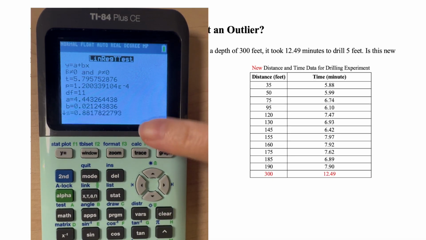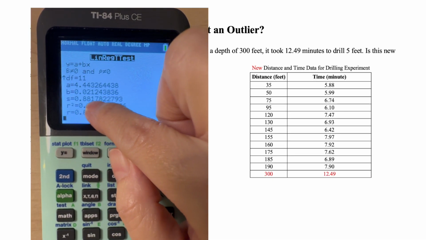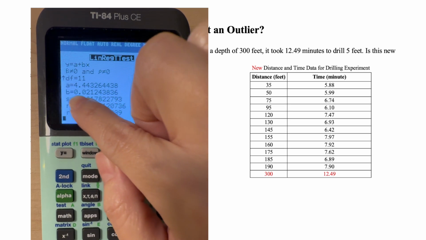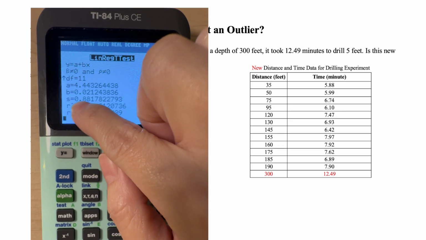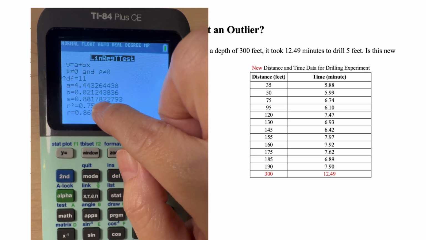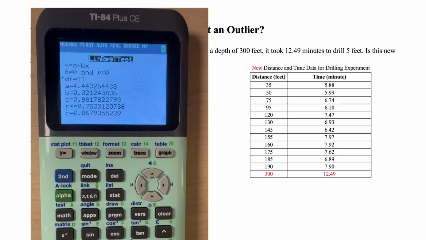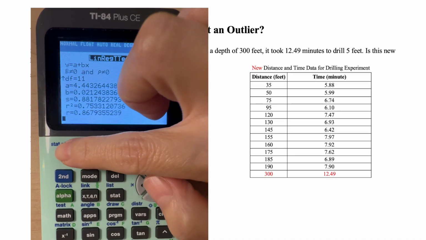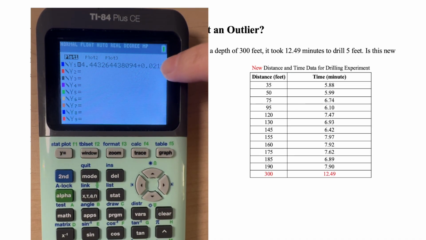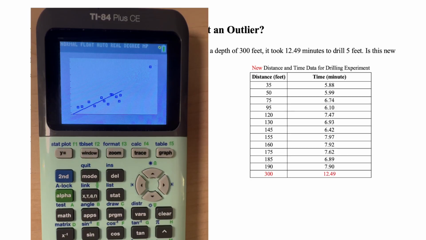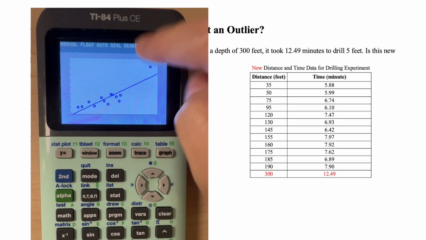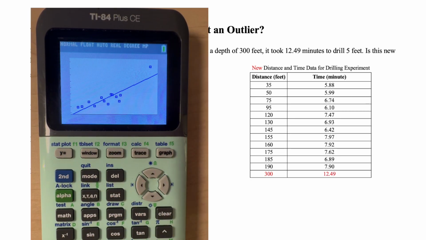Calculate. This S is my standard deviation, so I need to write it down. I'm going to use 0.88178. Make sure to write it down. Now, if I go to Y equals, this is the equation of the regression line, and the calculator stored that in Y1 for me. If you press Graph, you see the scatter plot with the regression line.